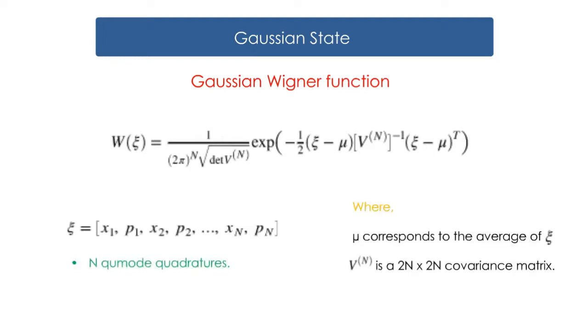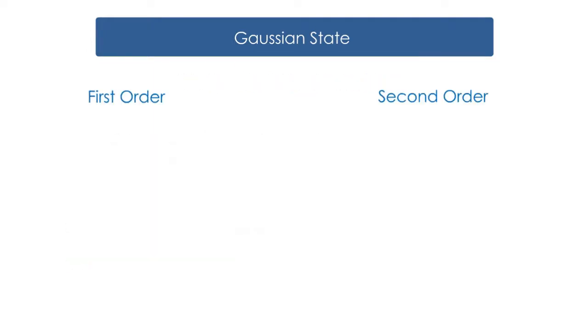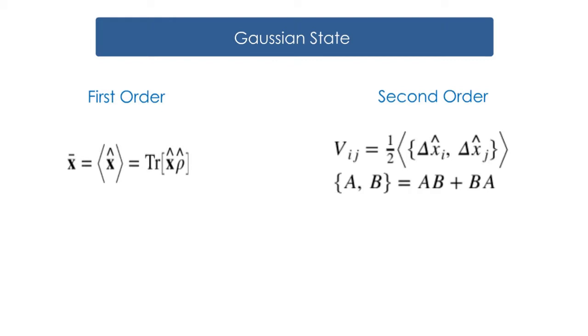This equation has n-Q mode quadratures embedded in it. Like the classical Gaussian distribution, the Gaussian-Wigner function is also parameterized by first-order and second-order moments, that are mean and covariance. The gate operation in the Gaussian formula is performed using this mean and covariance matrix.